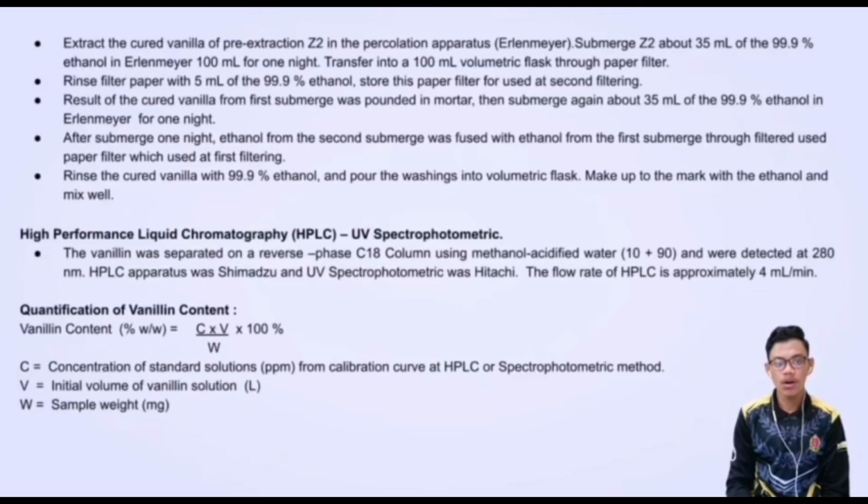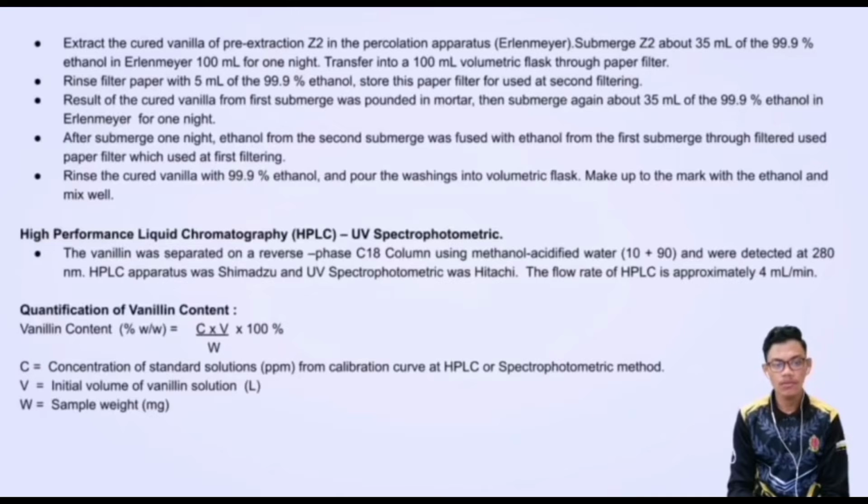Extract the cured vanilla of pre-extraction Z2 in the percolation apparatus, Erlenmeyer. Submerge Z2 in about 35 ml of the 99.9% ethanol in a 100 ml Erlenmeyer flask for 1 night. Transfer into a 100 ml volumetric flask through a paper filter. Rinse the filter paper with 5 ml of the 99.9% ethanol. Store this paper filter for use at the second filtering.